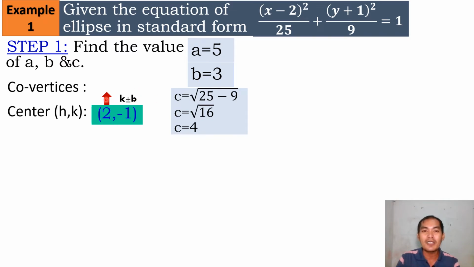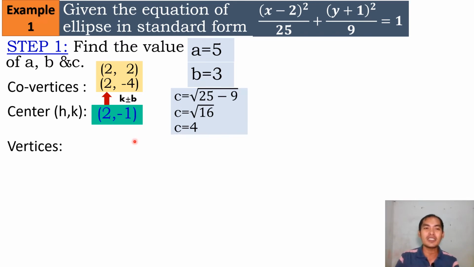And we have, kukopyahin 2. Bakit ito naging 2 sa y-coordinate? Because we have negative 1 plus 3, and like sign is 2. And negative 1 minus 3 is negative 4.